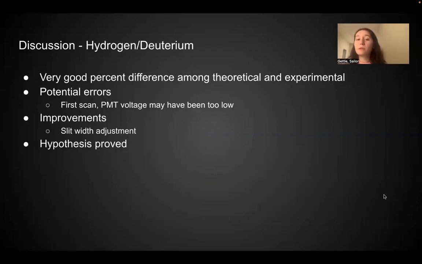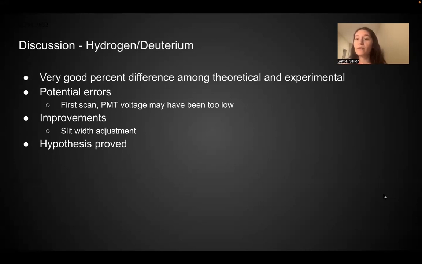There is very good agreement between the experimental and theoretical values in this experiment, given the small percent differences for both the Rydberg constant calculations and the mass of deuterium calculation. However, errors were still possible. For example, the photomultiplier tube voltage may have been too low, so it would be advantageous to adjust it to determine what the best applied voltage would be for this experiment.